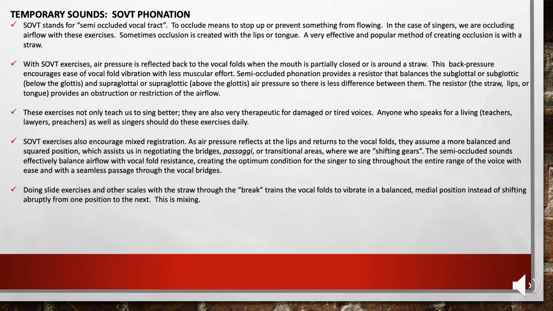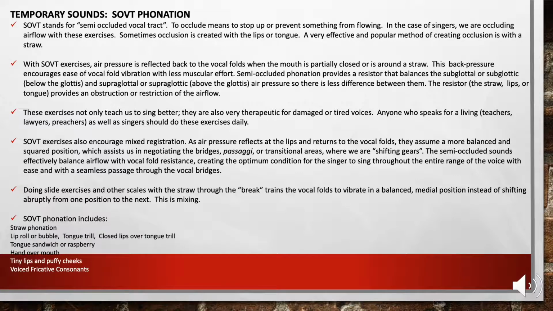Doing slide exercises and other scales with the straw through the break trains the vocal folds to vibrate in a balanced medial position instead of shifting abruptly from one position to the next. This is mixing. SOVT phonation includes straw phonation, lip roller bubble, tongue trill, closed lips over tongue trill, the tongue sandwich or raspberry, hand over the mouth, tiny lips and puffy cheeks, and voiced fricative consonants.